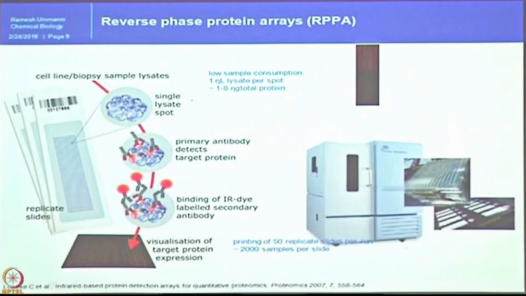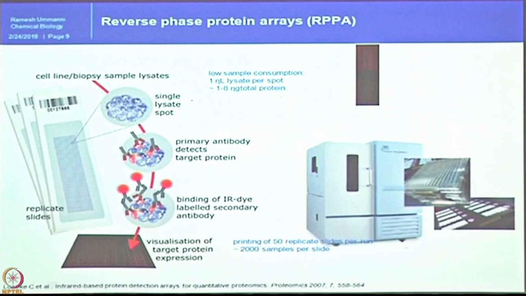So, the total protein you will spot, depending on the intensity or the protein of interest, is between 1 to 8 nanogram of total protein. Once you spot, the array slide looks like here. Then of course, to print such a high density array, you need a sophisticated machine.